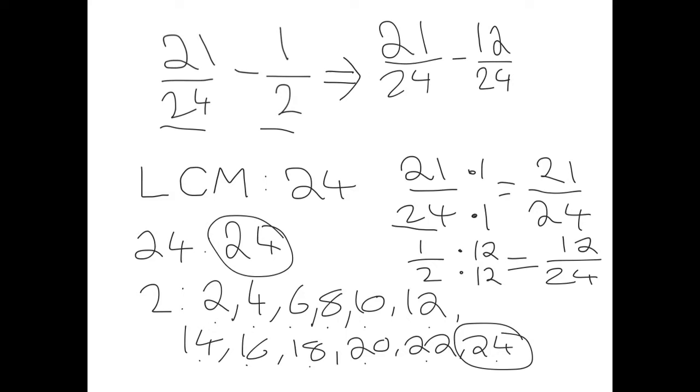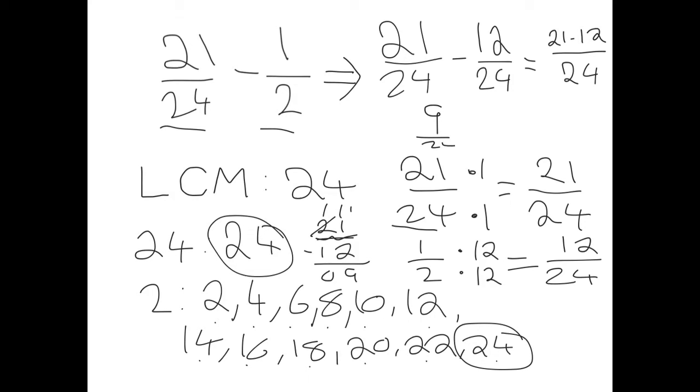Now, we're just gonna put an equal sign, and we're gonna do 21 minus 12, and 24 underneath. So 21 minus 12. We just do that over here. Oh my gosh, what am I doing? It's 12, 1, 11, 9, 0, which is 9. Now, our answer will be 9 24ths.